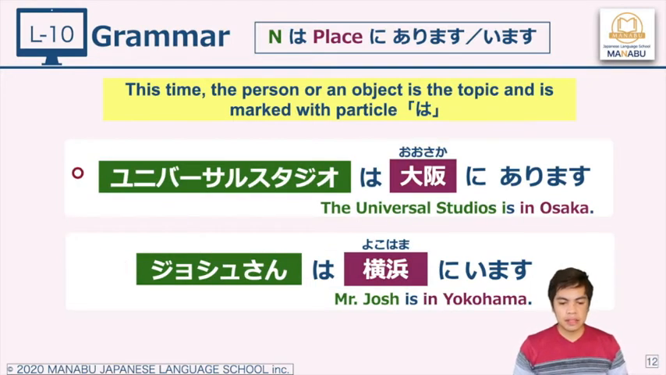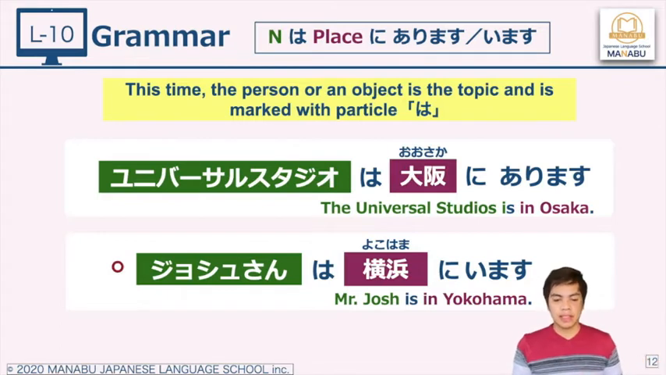Next example, Universal Studio wa Osaka ni arimasu. So our subject is Universal Studio. Then the particle wa. Then the place of existence for the Universal Studios is Osaka. So we will attach the particle ni to the word Osaka. Then the verb arimasu.